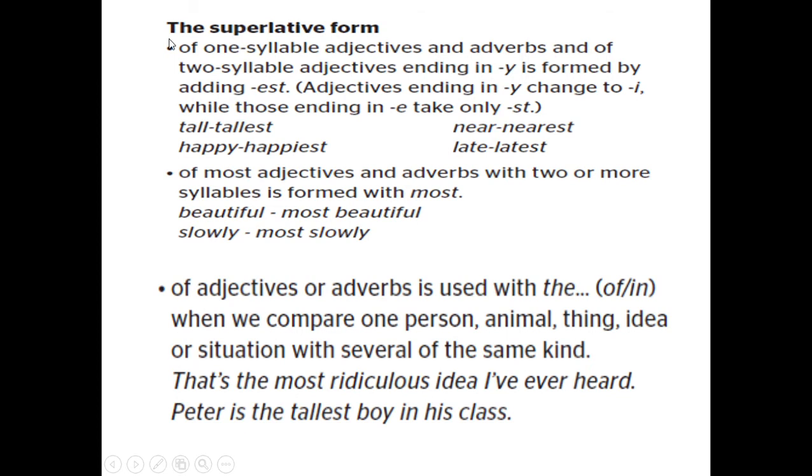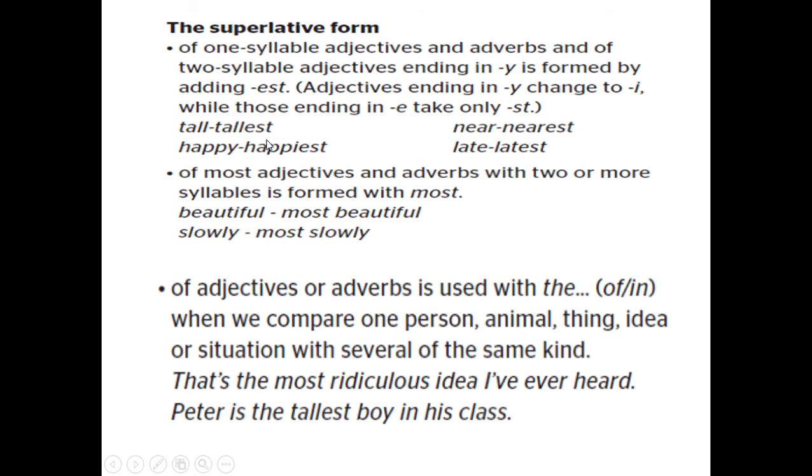And here is the second type of comparison, the superlative. The superlative is used to compare one person, animal, thing, idea, or situation with several of the same kind. If the adjective is short, which is only 1 syllable or 2 at most, you add the before the adjective and est at the end.